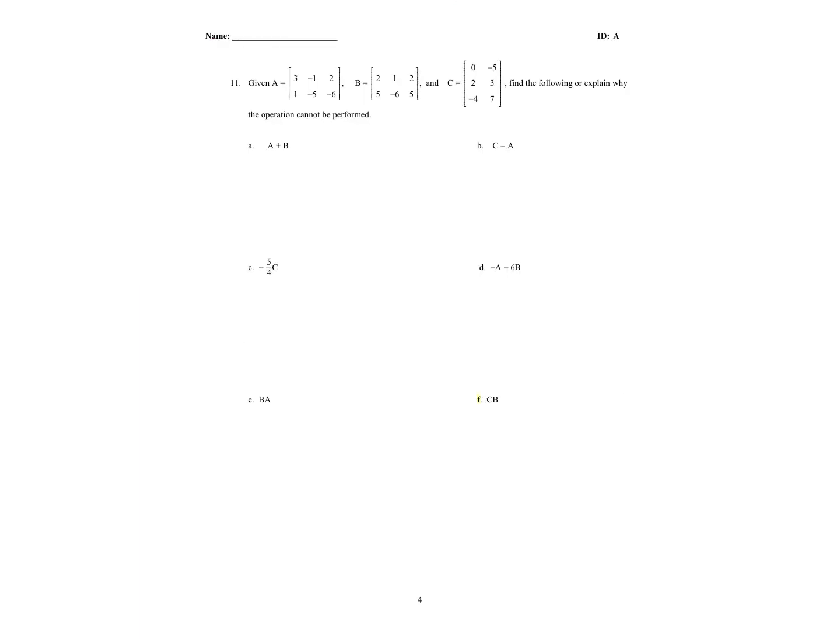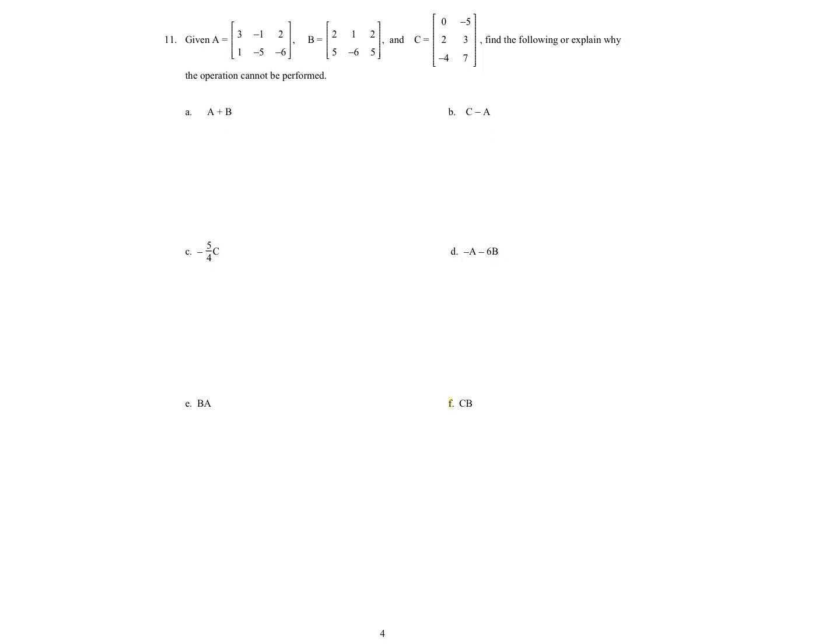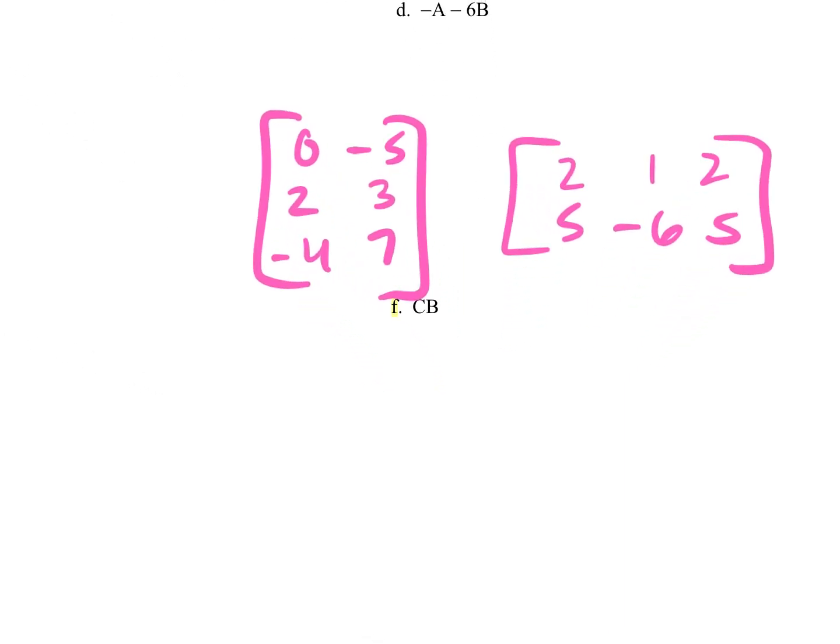All right, let's look at F on the next page. So here we're multiplying C times B. So I'm going to rewrite them in the order that we're multiplying. So C is 0, -5, 2, 3, -4, 7. And B is 2, 1, 2, 5, -6, 5. So when we multiply, the order matters. In the first matrix, we move in rows. The second one, we move in columns. So starting with our first row, first column.